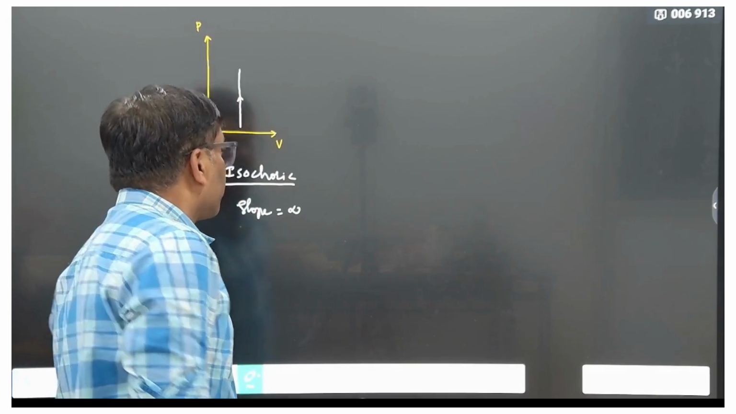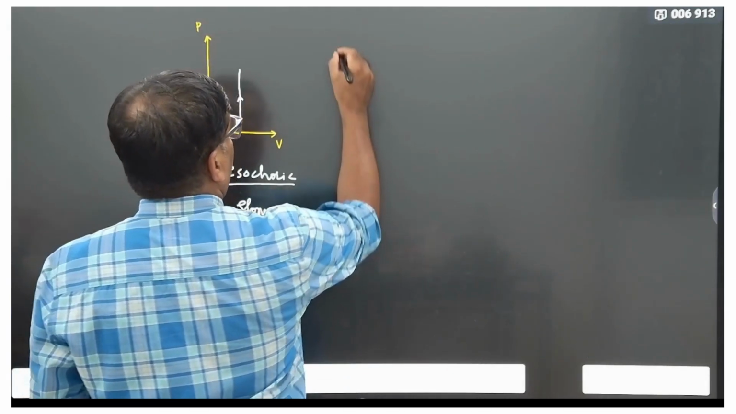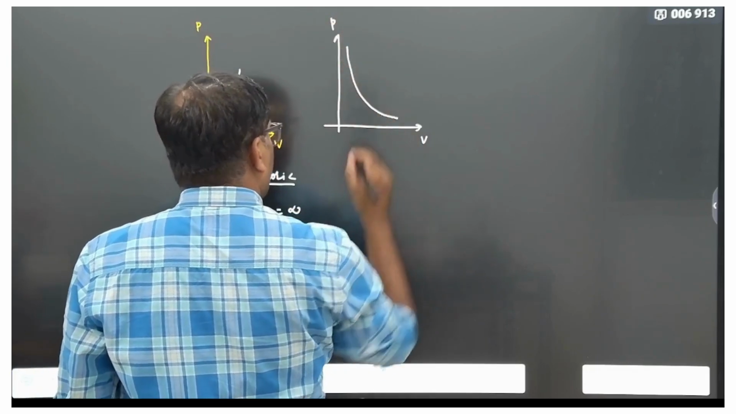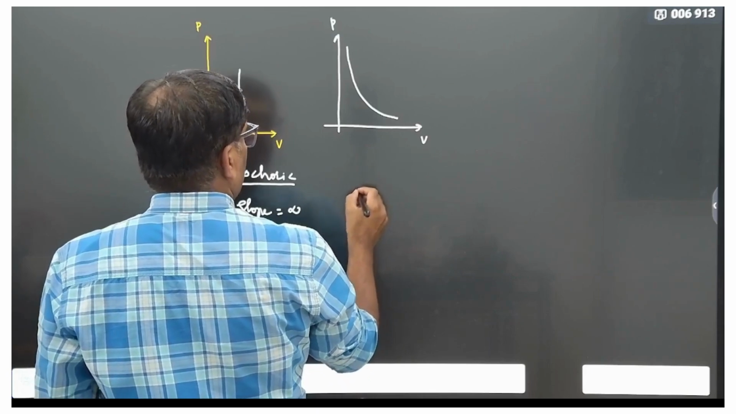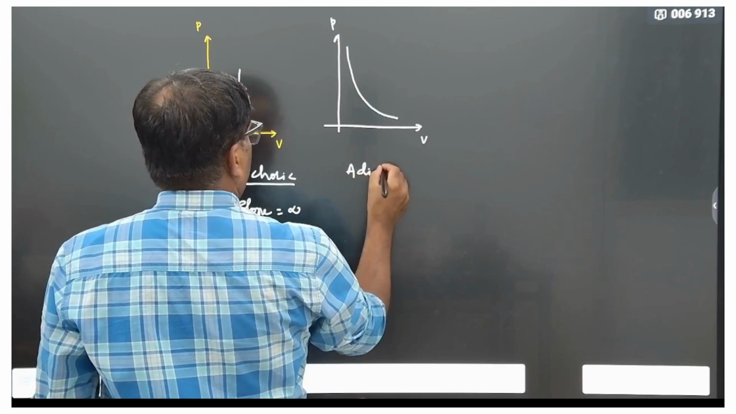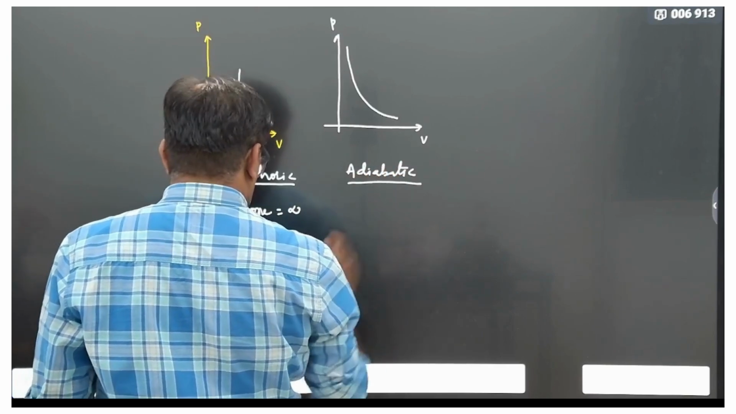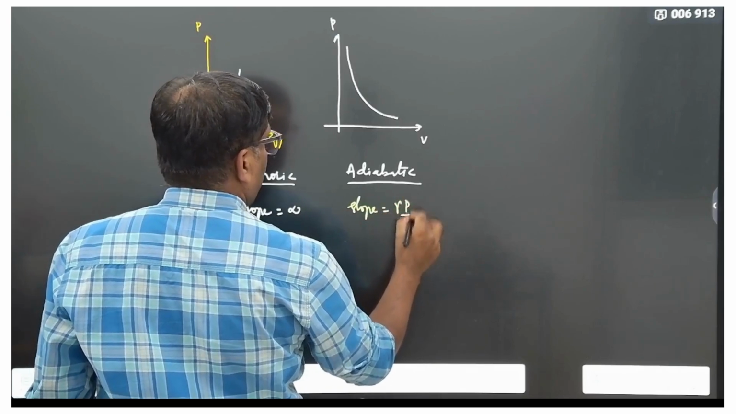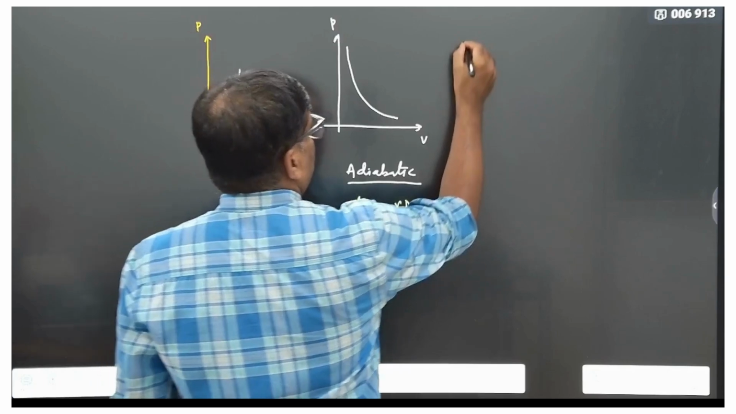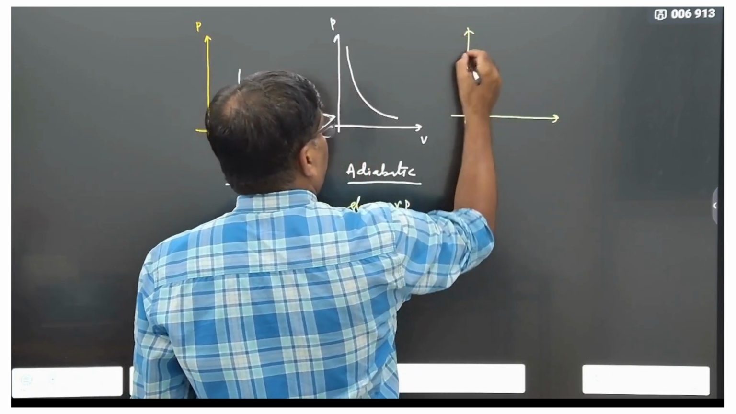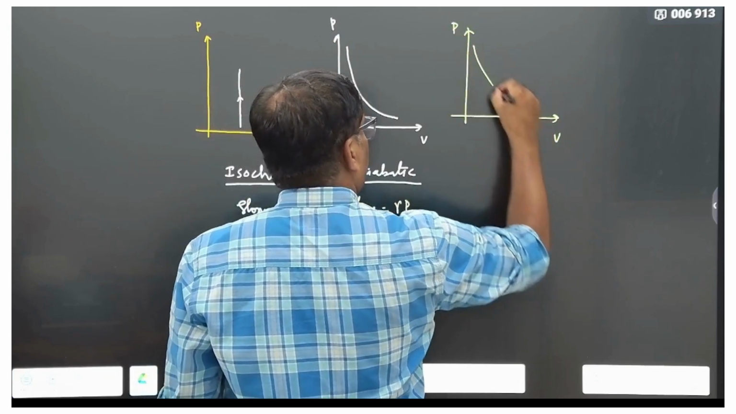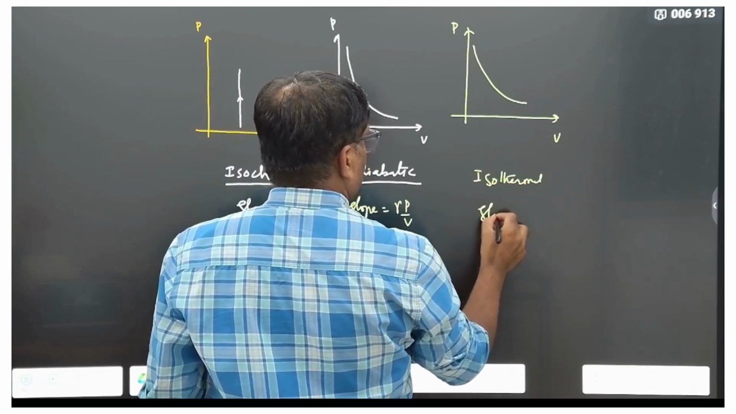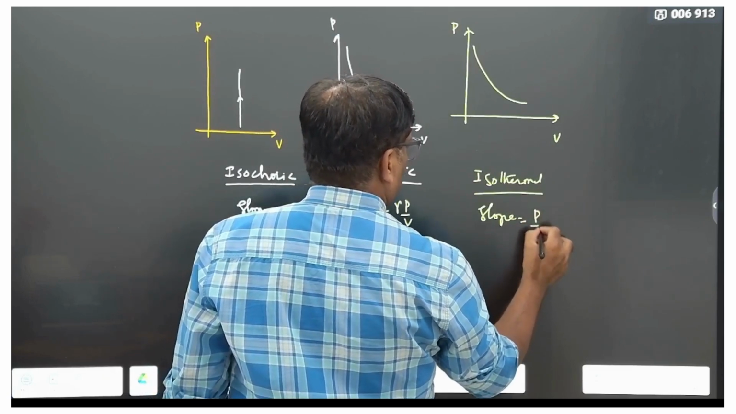The slope is infinite. Similarly, just now we drew the adiabatic process. This is P and V, so the graph is there. This is nothing but adiabatic. What is the slope here? Slope is equal to minus gamma into P by V. Similarly, this is P and V, and this is nothing but isothermal. So the slope is equal to negative P by V, right?